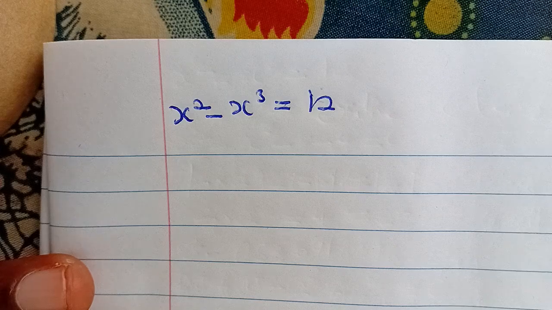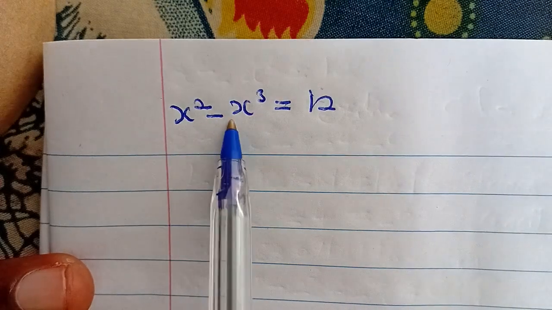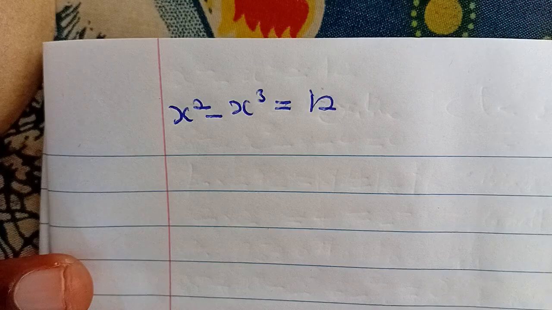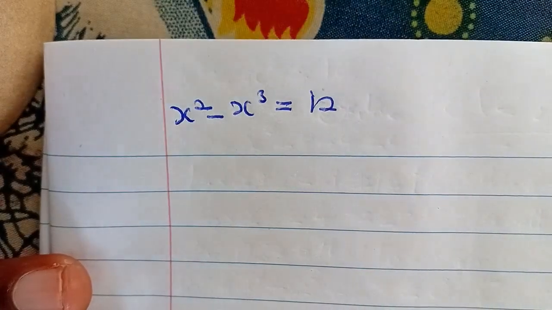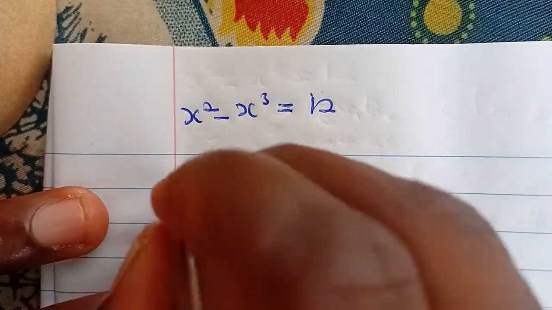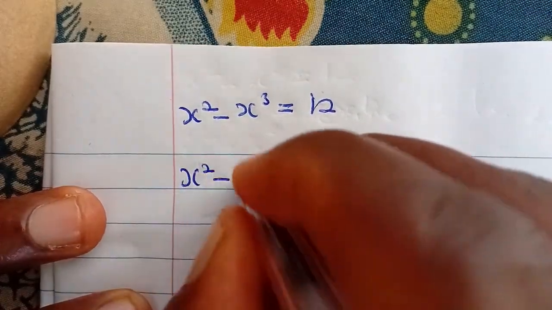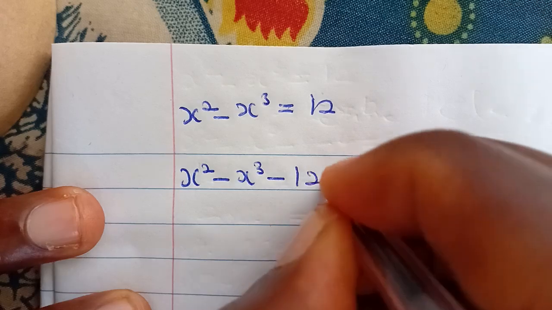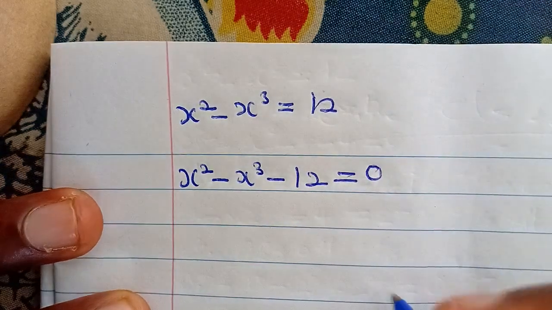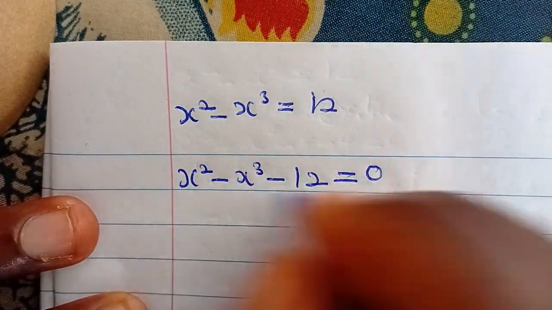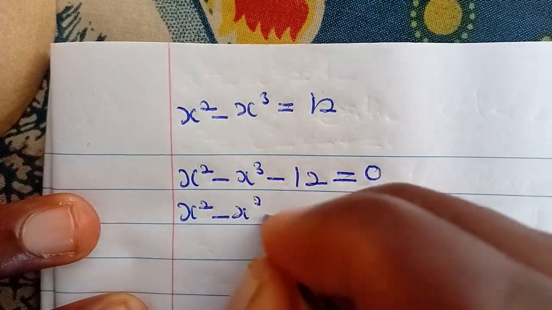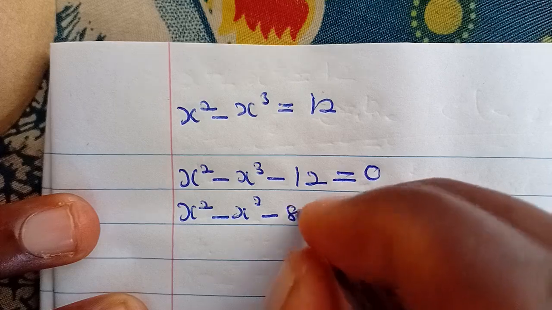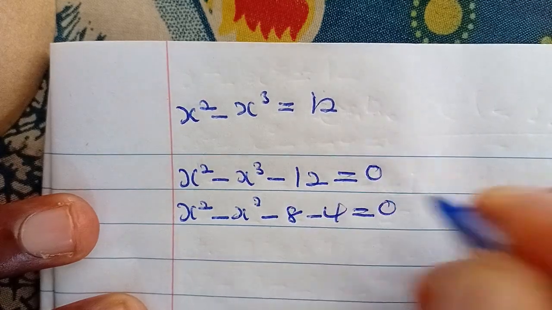All right, so we have s squared minus s cubed is equal to 12. Now let's move 12 to the left part of the equation. So we're going to have s squared minus s cubed minus 12 is equal to 0. This is the same as s squared minus s cubed minus 8 minus 4 is equal to 0.